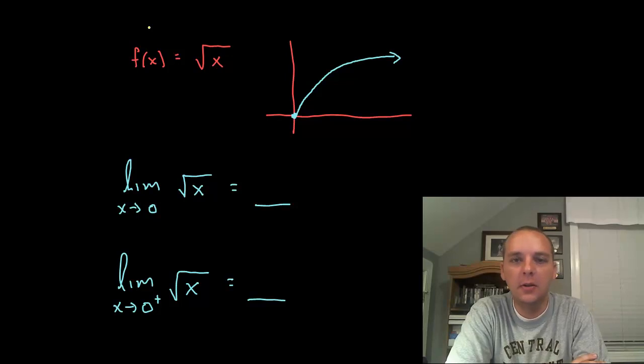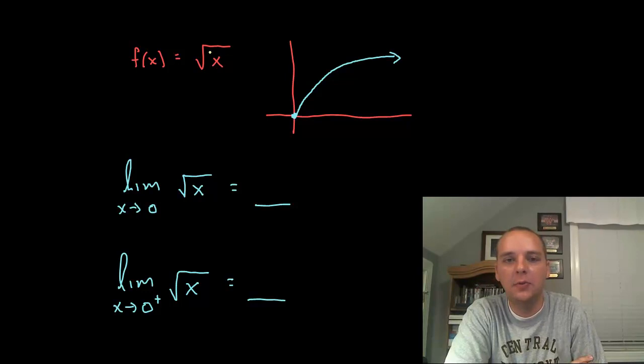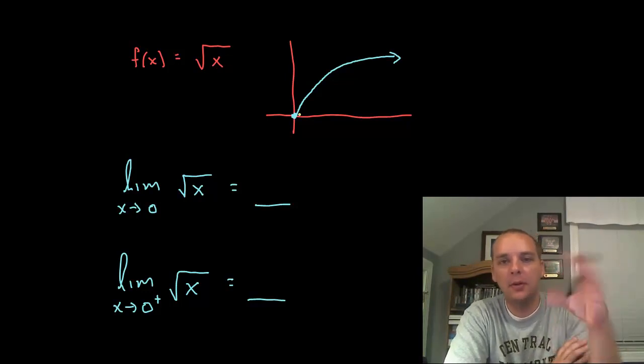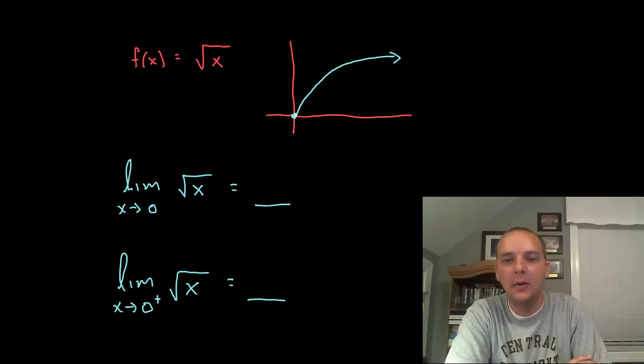In this video, we're going to take a look at a couple of different limit exercises dealing with the square root function. Here's a graph of the square root function. It looks something like a parabola that's been turned on its side that only has the top half, not the bottom half down here. So here's the first question. What's the limit as x approaches 0 of this square root function?